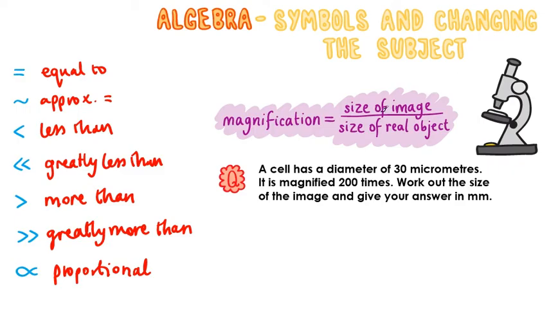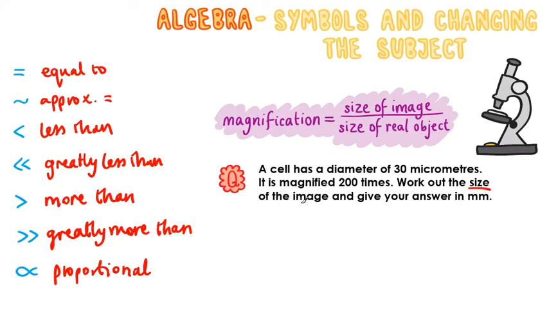So this is likely to come up within your microscopy equation, which again we looked at the start. So why don't you try this question and see if you can do it. Ready to go through it? Okay, so a cell has a diameter of 30 micrometers. It is magnified 200 times. Work out the size of the image and give your answer in millimeters.